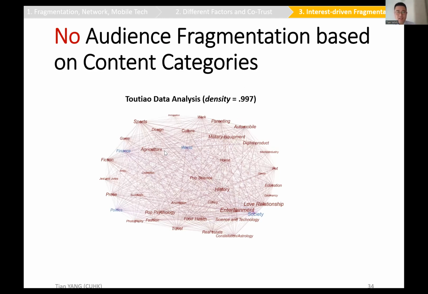First, let's look at the audience fragmentation. Out of our expectation, the network here tells us that there's no fragmentation between various content categories. Here, the density value is almost 1, which means that basically any two content categories have a significant amount of audience overlap. So the worrisome inequality based on interest-based fragmentation may not be true. And you can see I highlight 4 categories that are more likely to be classified as news. They are not clustered together in this network.